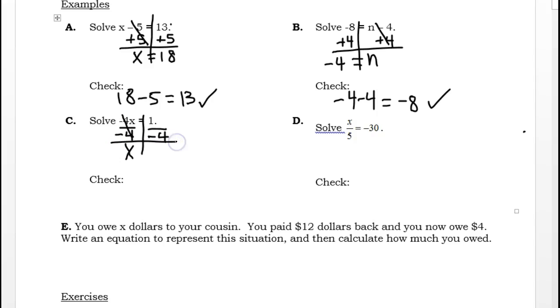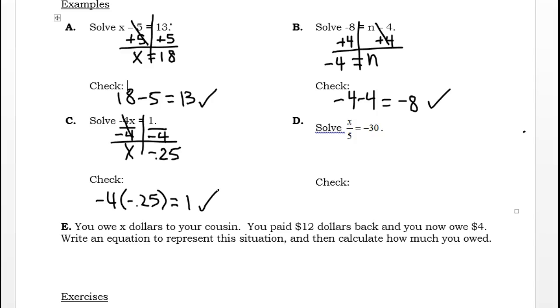So we still have the invisible 1 on that x, and on the right side, negative 1 divided by 4. We can leave this in fraction form, we can switch to decimal form, whatever is easier for you. So negative 1/4 or negative 0.25. To check my answer, negative 4 times negative 1/4 is in fact 1, so that is the correct answer. Example D shows me solve x over 5 equals negative 30.